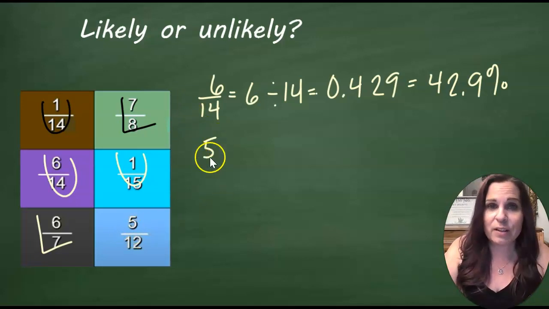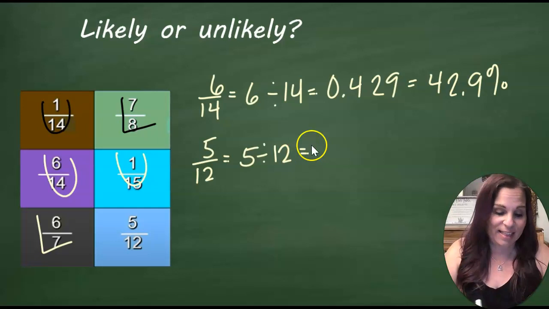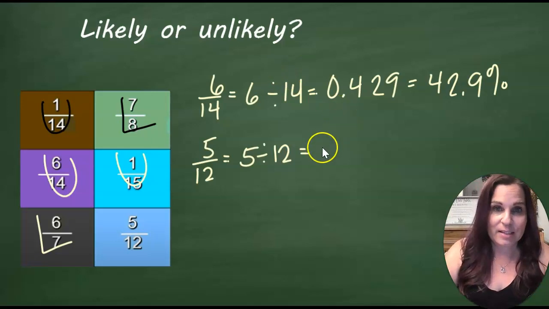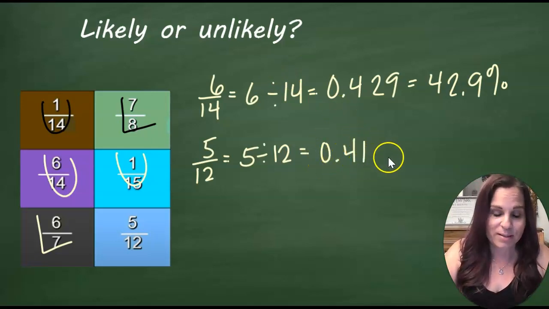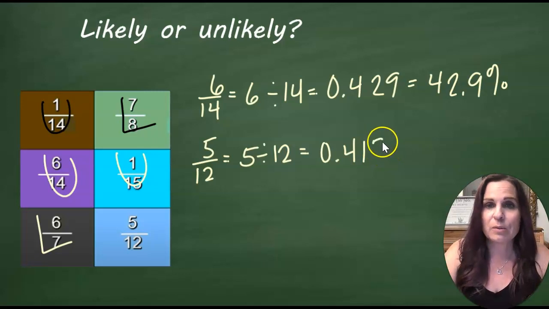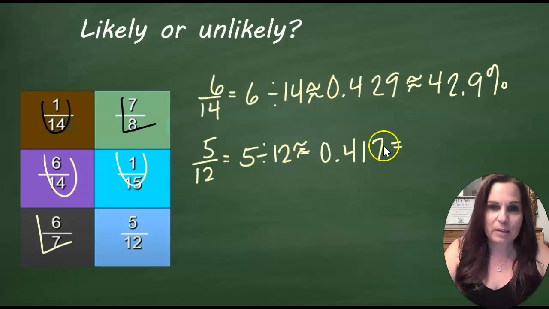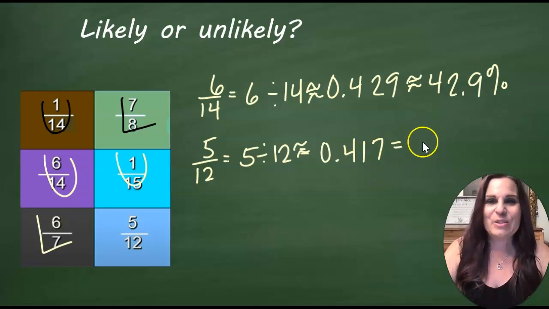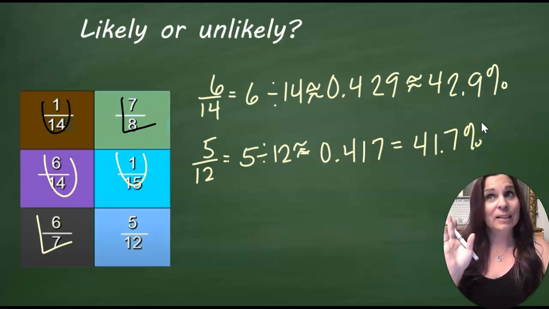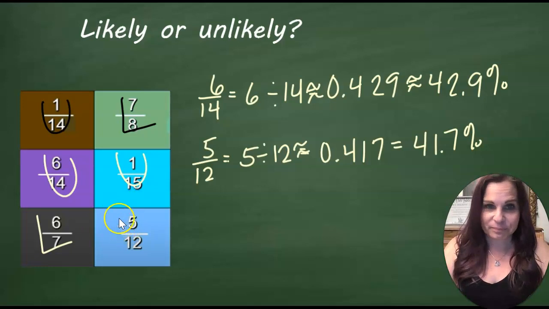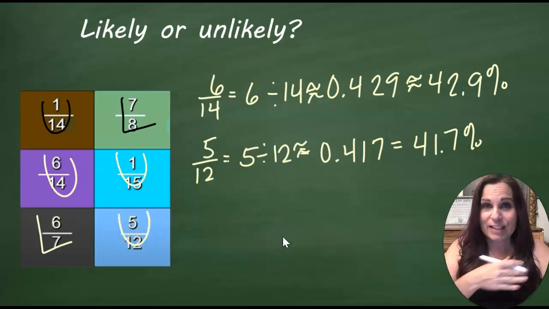I would have 5 over 12. That means the same thing as 5 divided by 12. And then 5 divided by 12 is 0.4166666666. So I'm going to round to 7. Actually, I should make these both squigglies, because I estimated there. So now I'm just converting. This would be about 41.7%. So almost 50%, but not quite. Still falls on the unlikely side of 1/2.